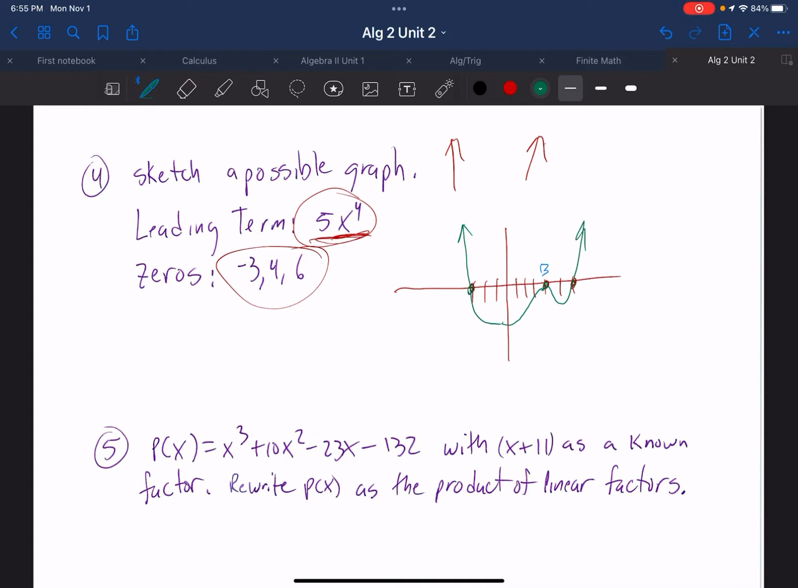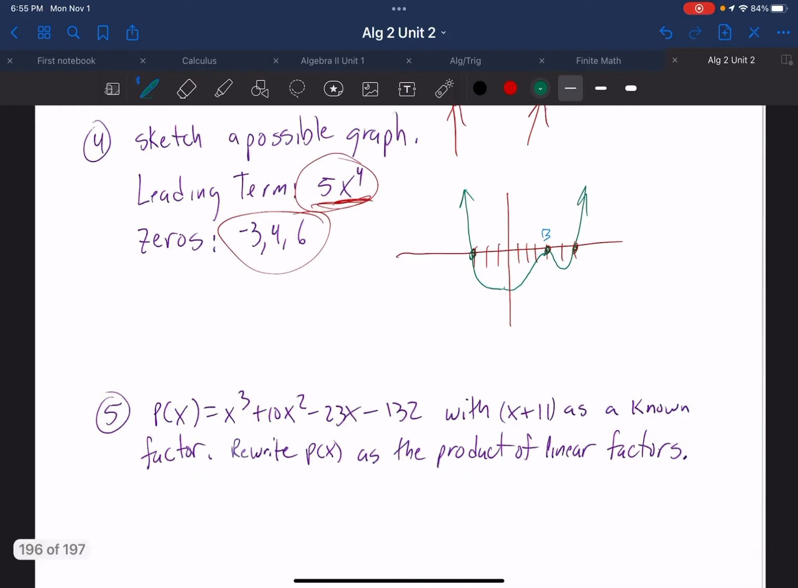And again, you could draw this many different ways. You can make it bounce off of any one of those 3 points. And that's how I chose to do it. But as long as it's up and bounces once, you're good.